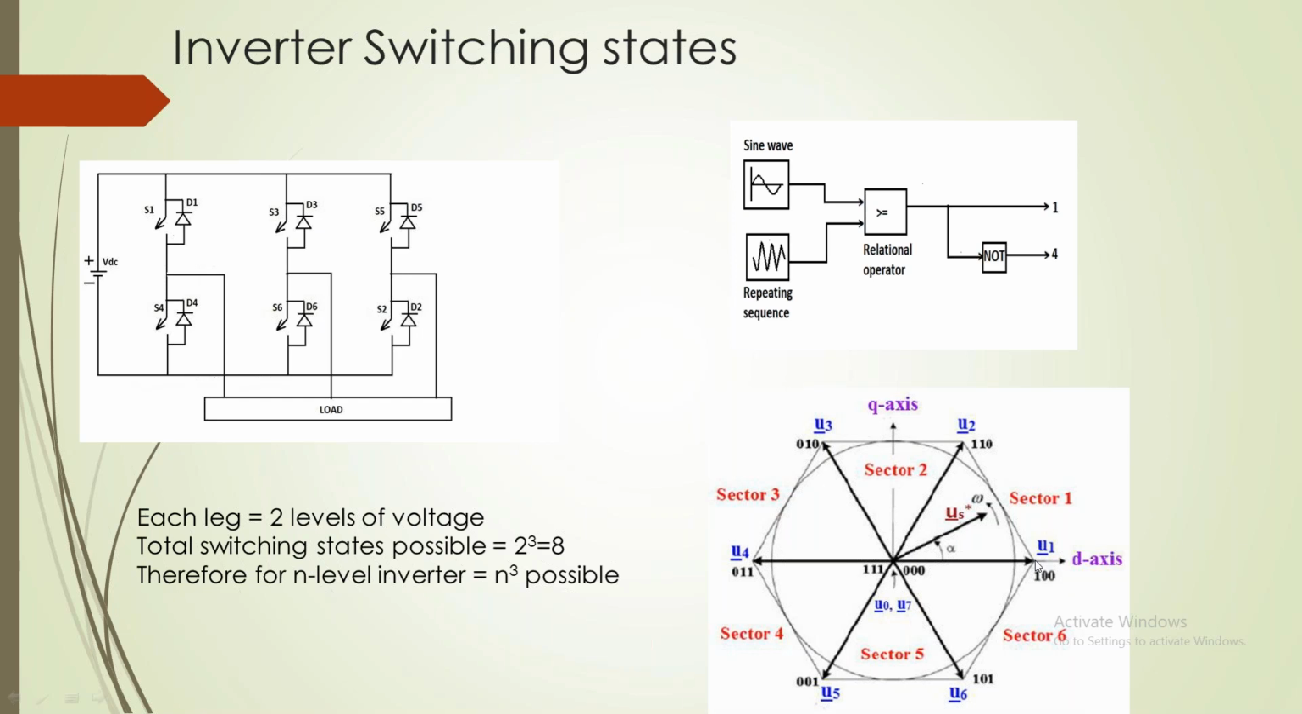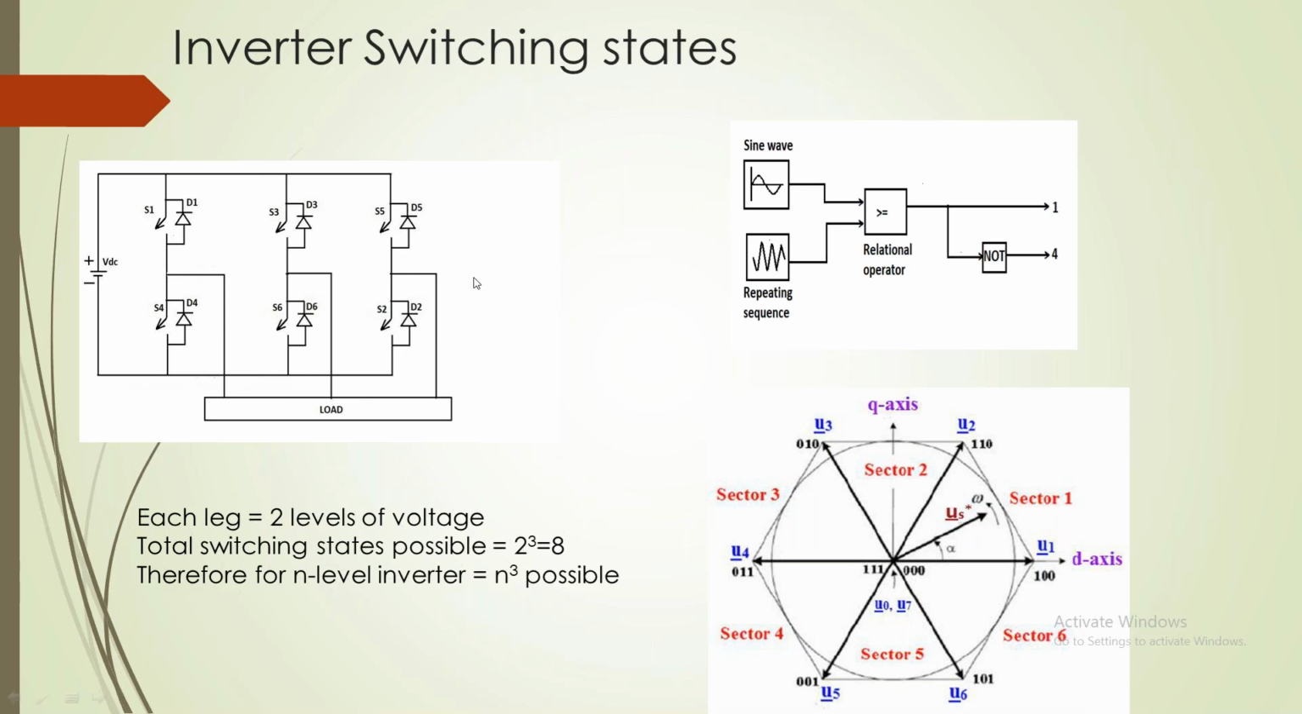Now, I need not say, one stands for, if the top switch of a particular leg is on, then the status of the leg is defined as the status of the top switch. If the top switch of the leg is on, it is given one. If it is off, it is given zero. So the status of a leg is defined based on the top switch, not the bottom, because the bottom switch is obviously the complementary. So if I say 100, that means S1 is on, S3 is off, S5 is off. The counterparts are complementary. If S1 is on, S4 is off, and the same way for the other legs. So there are only six active possibilities in this two-level inverter.